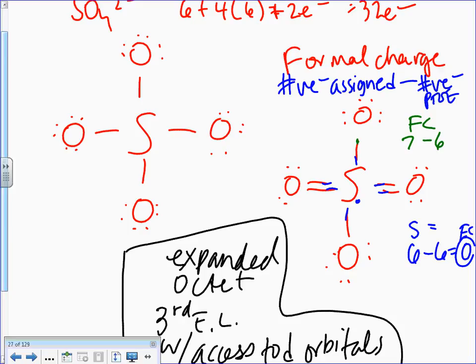I may have just flipped that. If it has an extra electron, it's the number that's assigned to it minus the assignment. I try to give you guys a formula for it, but you can just see if it has too many electrons or too few. Oxygen should have 6 electrons, right? It has 7, so it's got extra electrons. So what do you think its formal charge is?